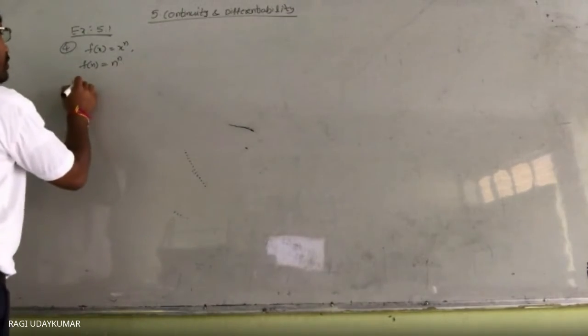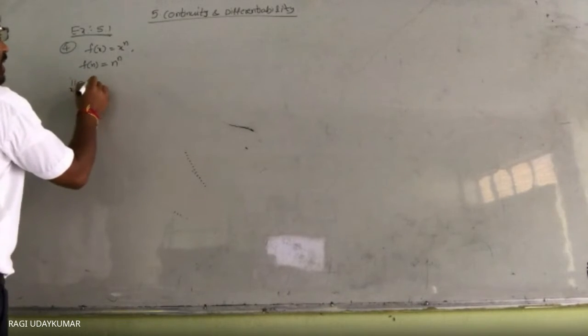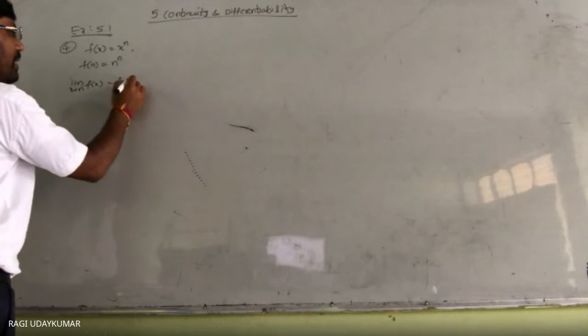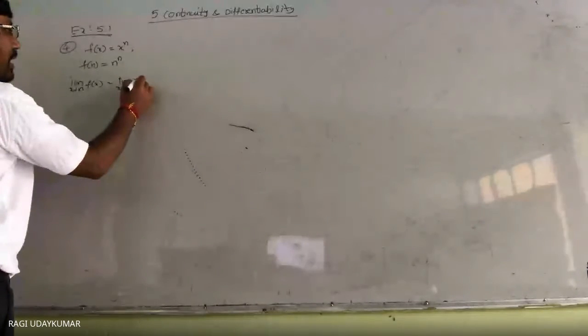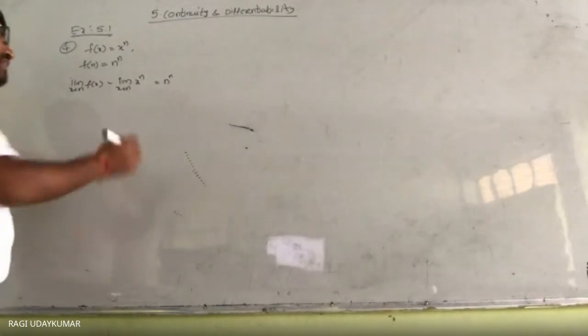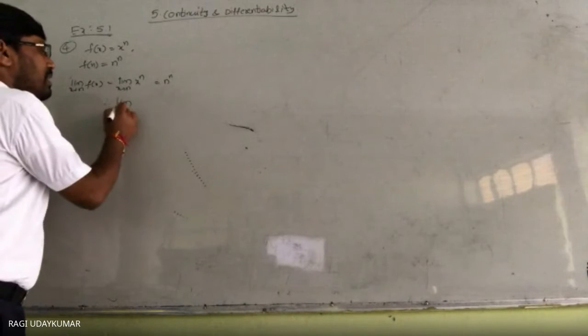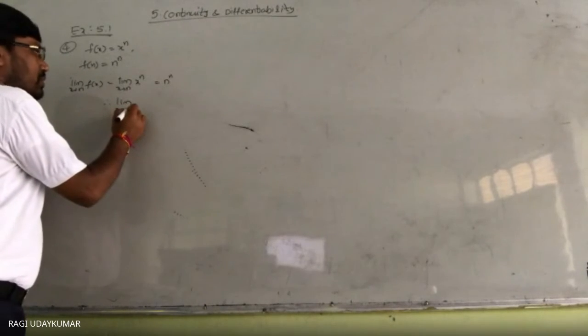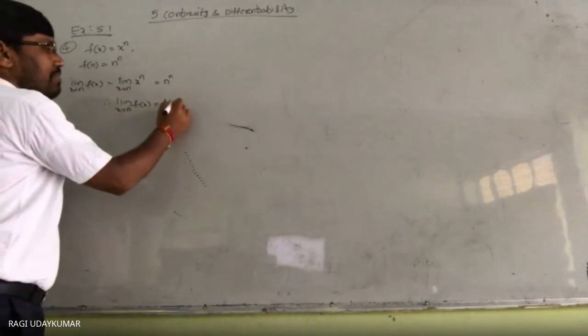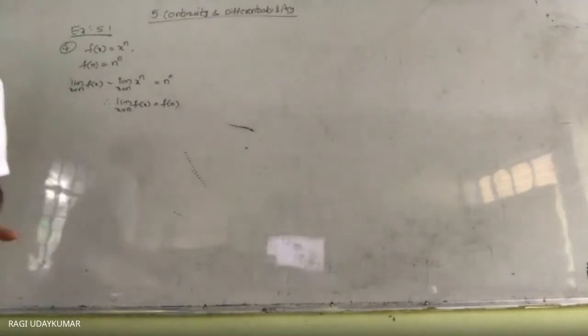Limit x tends to n, f of x. So that is also limit x tends to n, x to the power of n, which equals n to the power of n. In both the cases, n to the power of n. Simple question here, nothing to do in this. Limit x tends to n, f of x is equal to f of n. Therefore, it is continuous at n.